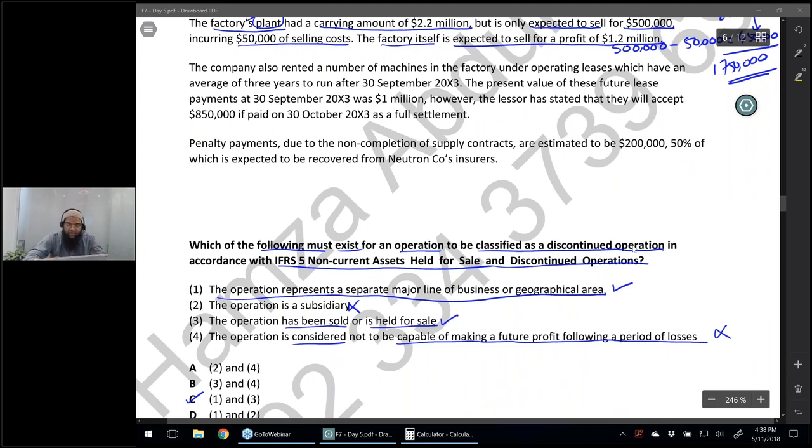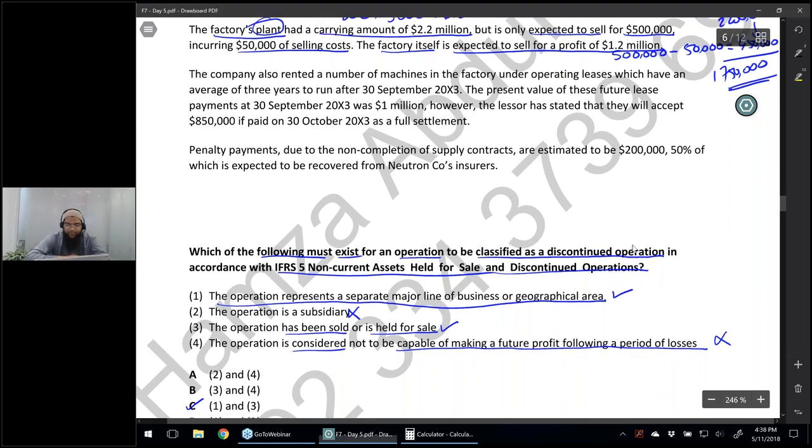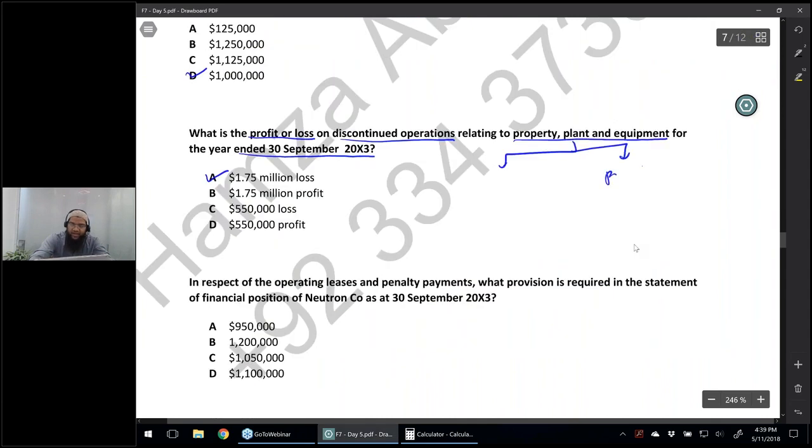So 1,750,000 is the loss. Let's go to the options. The 1,750,000 loss is in A. The question was talking about property, plant, equipment. We have a gain on property and we have a loss on plant. Why are we not recording the gain? Because as per prudence, as per IFRS 5, you only record a loss. We do not record the gain until the asset has been sold. So this will not be recognized until sold. This is going to be recorded when the asset is sold.